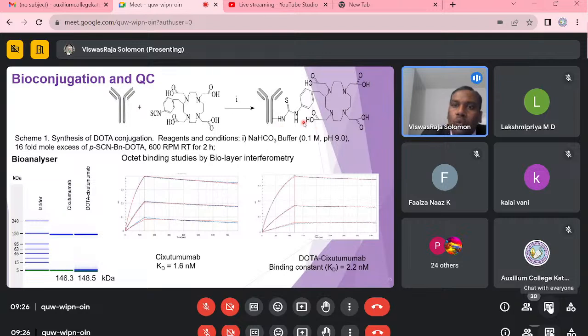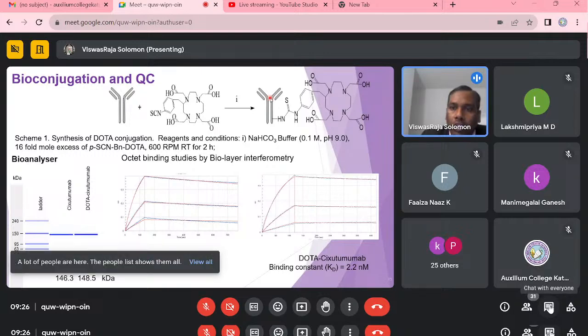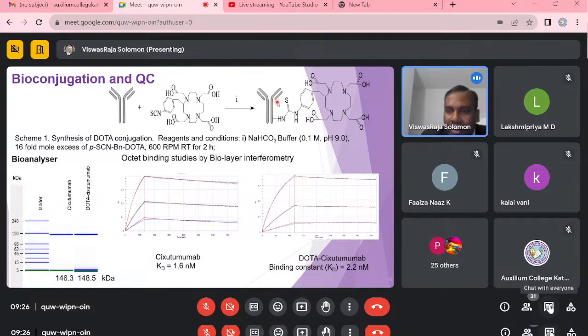We want to have at least 3 DOTA molecules attached to this protein. If you attach 3 DOTA molecules to the protein, we can get good radiolabeling. If you have a small number of DOTA molecules, the radiolabeling may not be efficient. It cannot be useful for the radiolabeling studies. That's why we aim to have 3 to 4 DOTA molecules on the antibody.